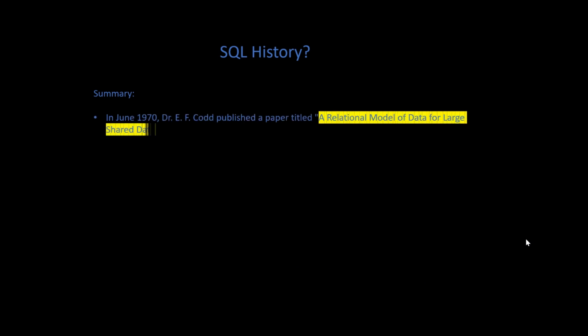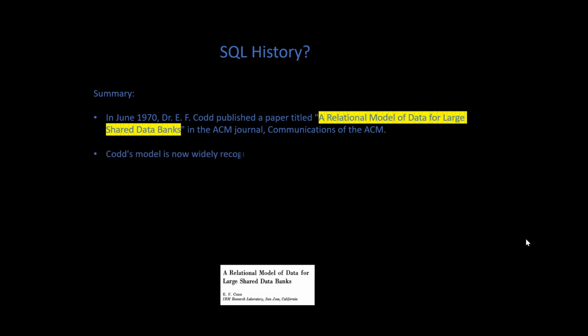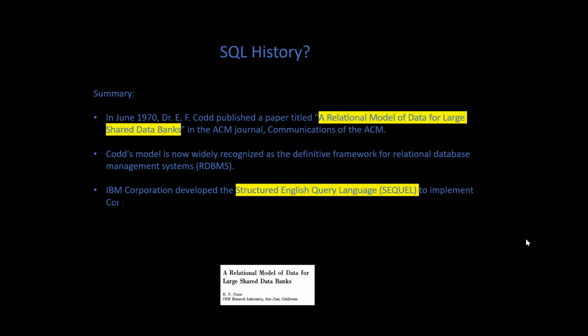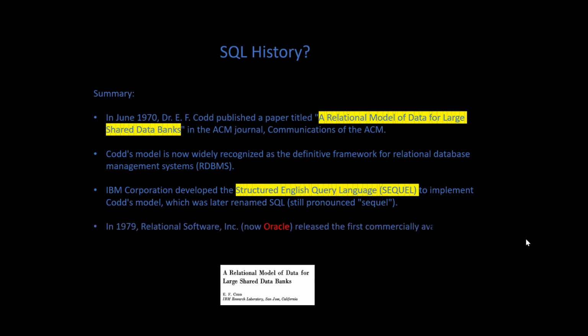Now to conclude SQL history in summary: in June 1970, Dr. Codd published a paper titled A Relational Model of Data for Large Shared Data Banks in the ACM journal Communications of the ACM. Codd's model is now widely recognized as the definitive framework for relational database management systems. IBM Corporation developed the Structured English Query Language to implement Codd's model, which was later renamed SQL. In 1979, Relational Software, which is now known as Oracle, released the first commercially available implementation of SQL. Today, SQL is acknowledged as the standard language for RDBMS.